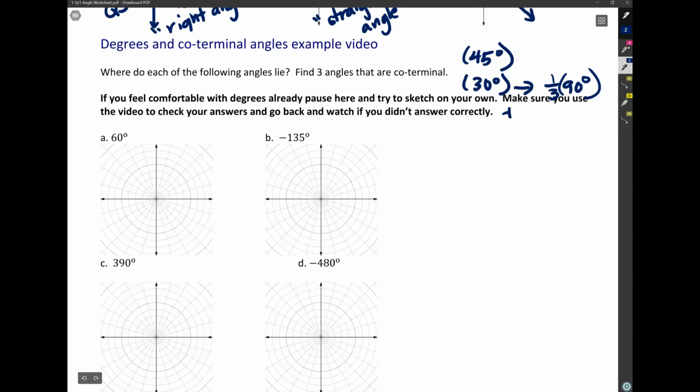And I'd like to add that to your try it now problem as well. The answer key should have the coterminal part, but it doesn't look like I put any directions for that.